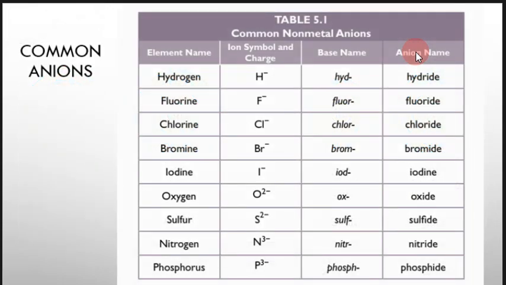Here are some common anions. Their name is second in the group. The anion of hydrogen, when it gains an electron, is called hydride. Fluorine is fluoride. Chlorine, chloride. Bromine, bromide. Iodine, iodide. Oxygen, oxide. Sulfur, sulfide. Nitrogen, nitride. Phosphorus, phosphide. Why are they all ions? Because we added that IDE on the end of it to show that it's an ion. That is the way it's done.